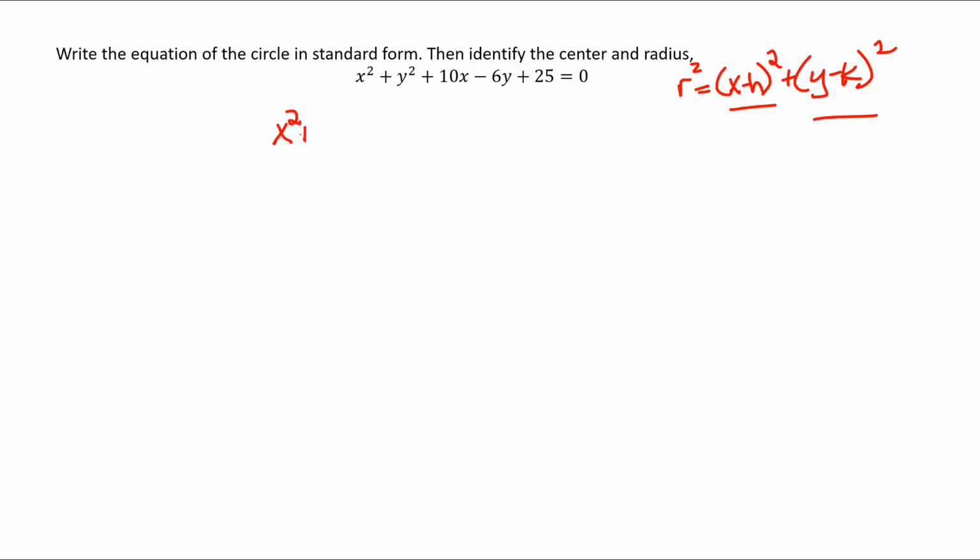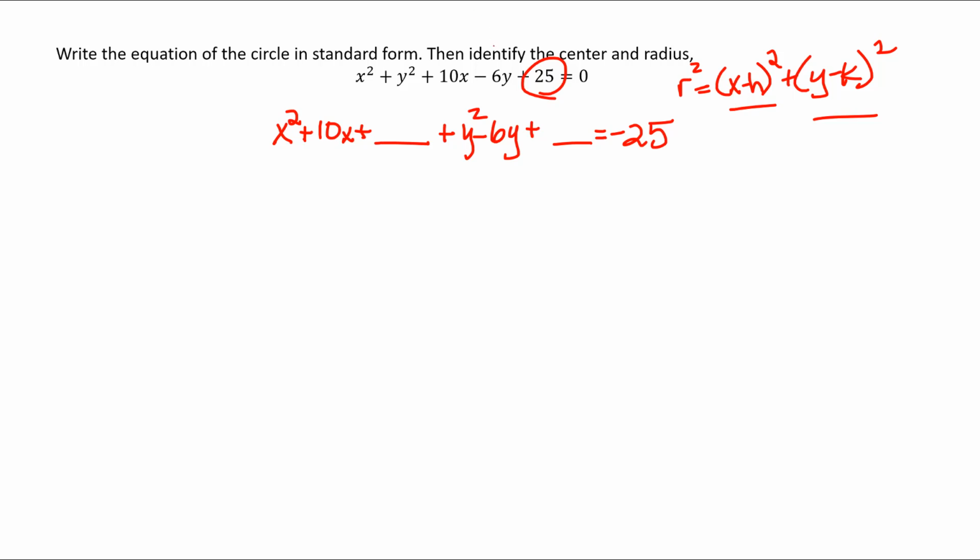So the way we're going to do this, we're going to get all the x terms together: x squared plus 10x and then plus blank, because we want a perfect square trinomial. Then we'll get our y terms together, y squared minus 6y plus blank. And then our 25 that's just sitting there, we're going to move that to the right side of the equation for the moment, so it will be out of the way. All right, so we have to figure out what to put in these blanks.